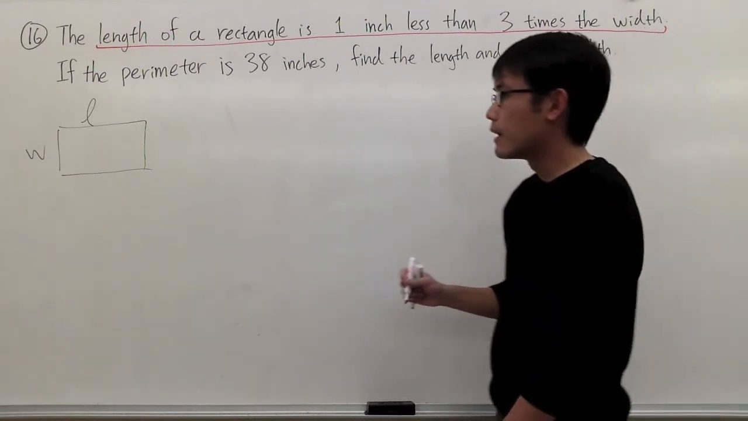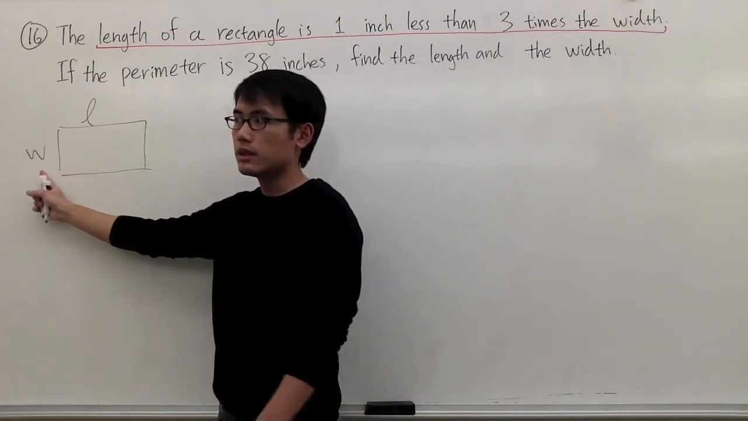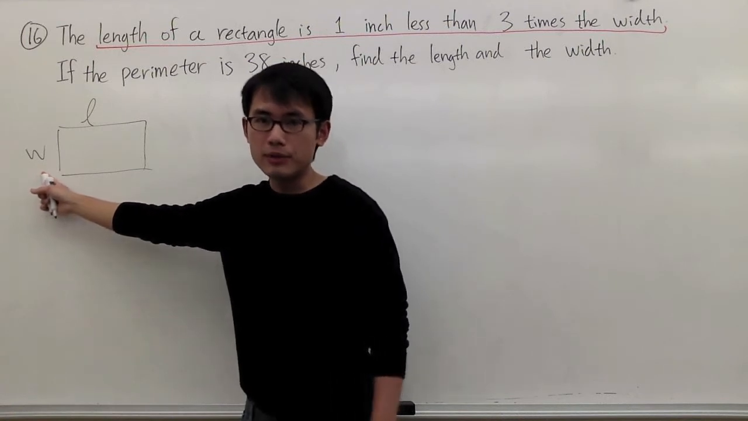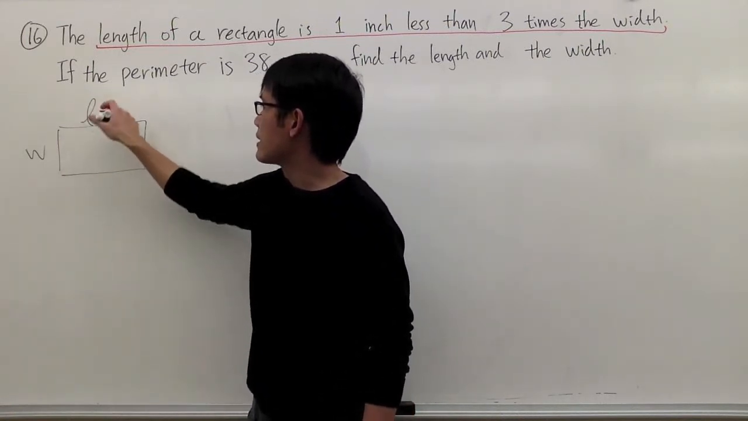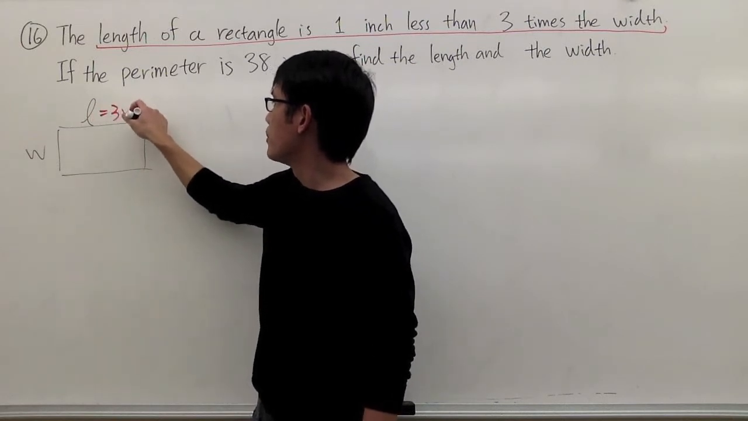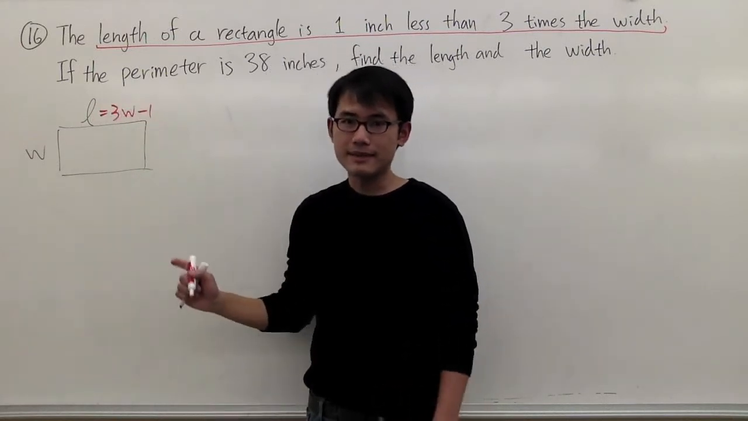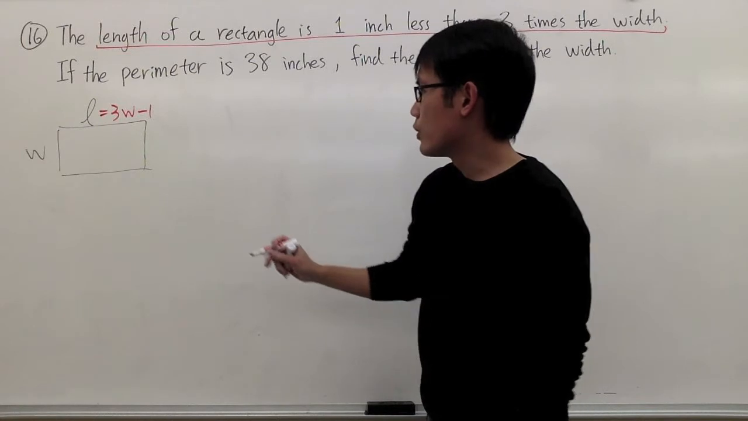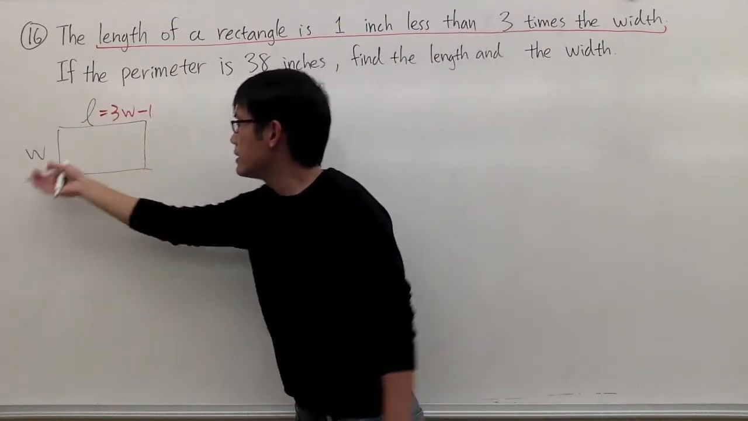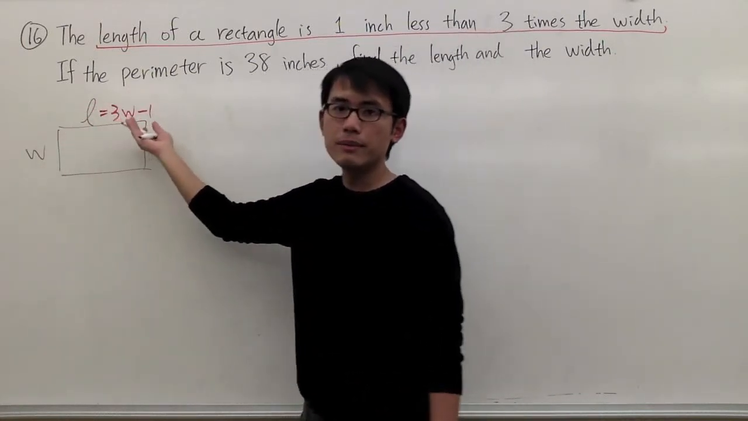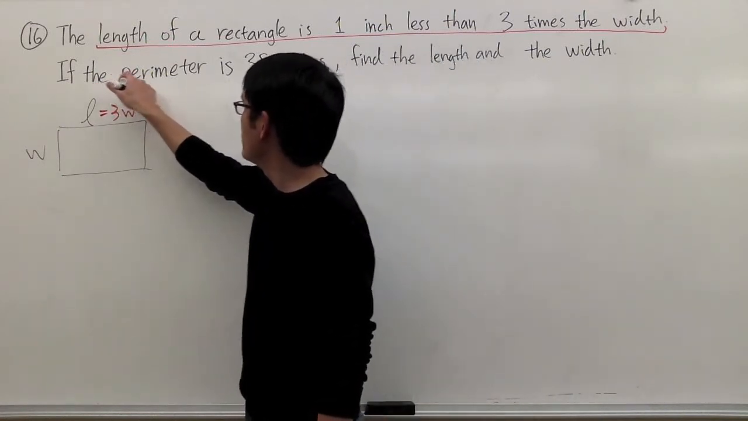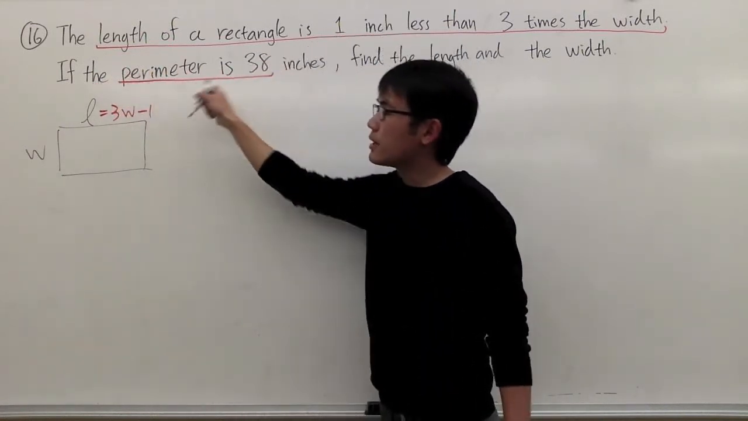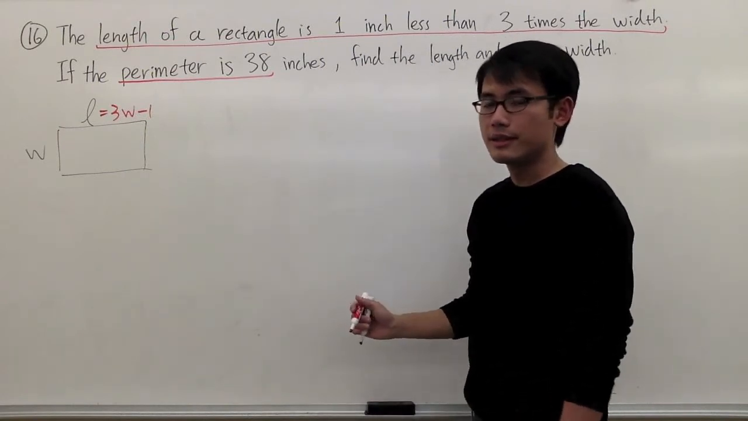Okay. So we know this is the width. We're going to first multiply by 3 and minus 1. That will be the length, which will be 3w minus 1, like that. So we have the width, and the length is 3w minus 1. And then we are going to use this information. The perimeter is 38 inches.